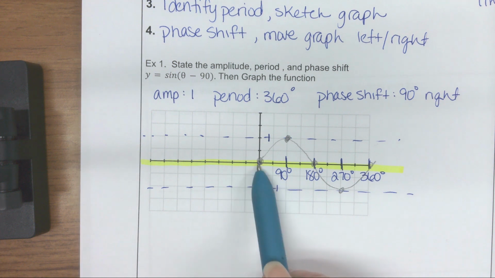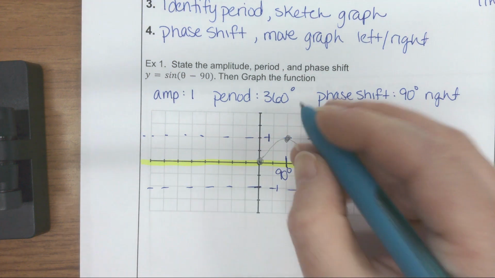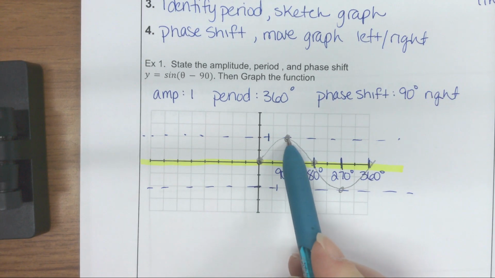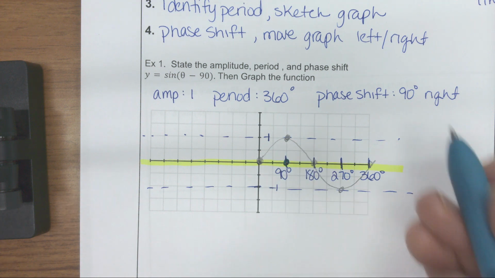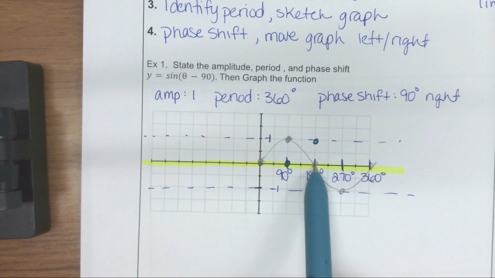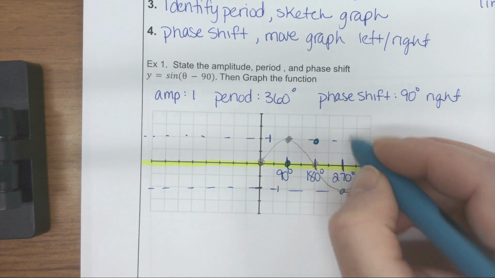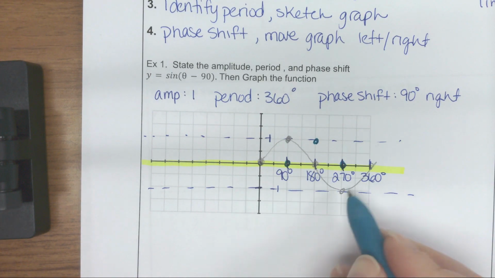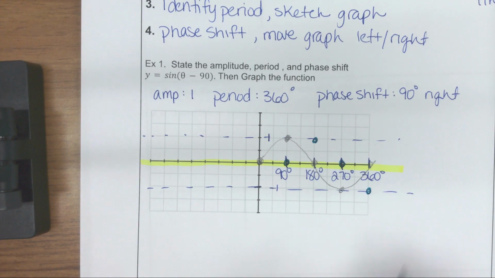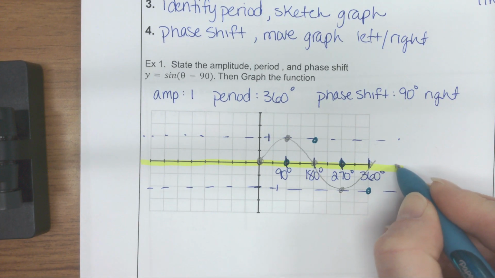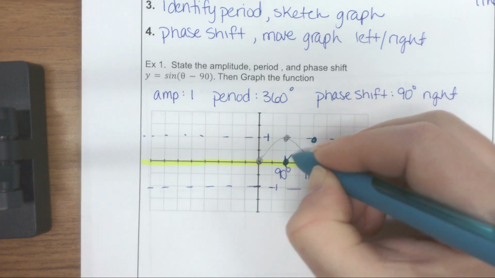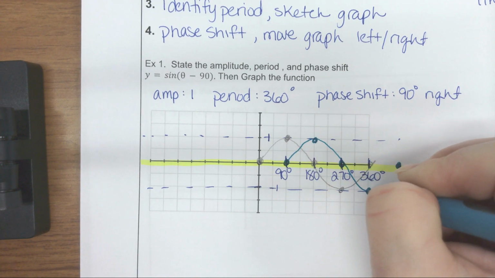So this one that was at 0, 0 would now move to 90, 0. This one that was at the top, move it 90 degrees to the right. It now is going to shift over to 180. This one that was at 180, I'm going to move over to 270. The one that was at 270 moves over to 360, and it goes off the graph a little bit, so this 361 would move over to here, which would be 90 degrees past that. So here's one cycle then of my final sine curve moved over.